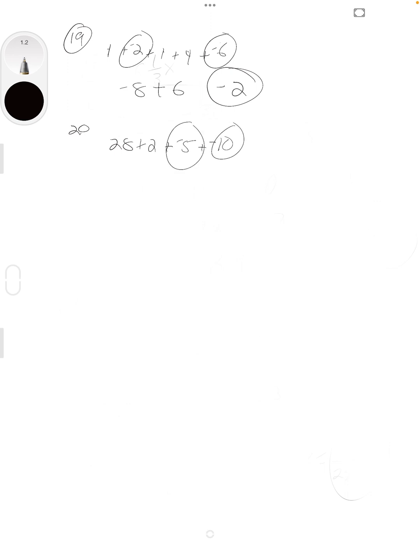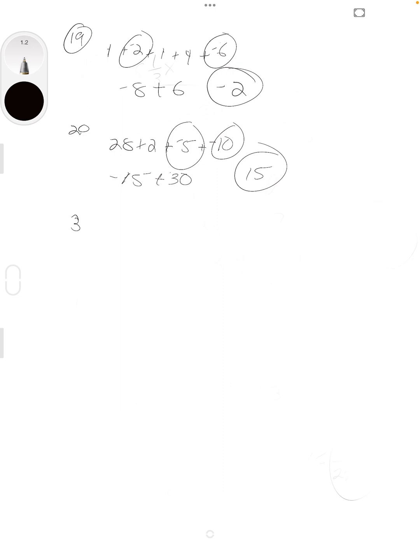Number 19. 1 plus negative 2 plus 1 plus 4 plus negative 6. Well, that's negative 8 plus 1 plus 1 plus 4 is 6. 8 minus 6 is 2. And the sign is on the bigger one. Number 20. 28 plus 2 plus negative 5 plus negative 10. That's negative 15 plus 30. 30 minus 15 is 15, and the sign is on the big one.